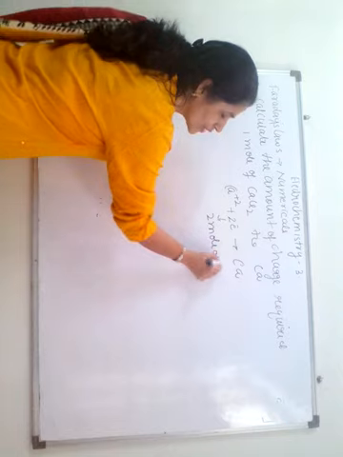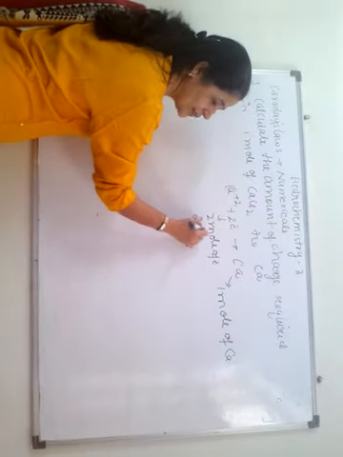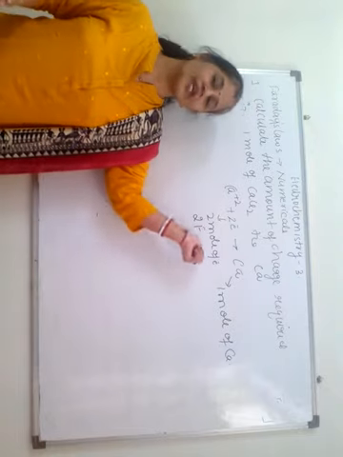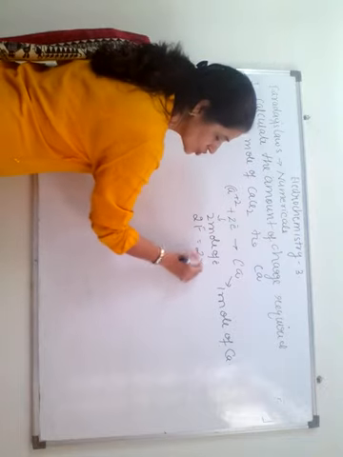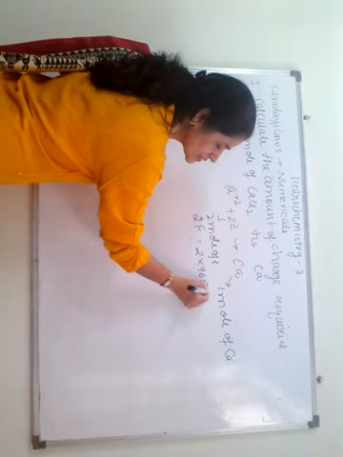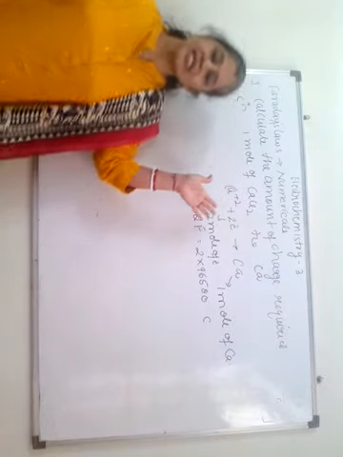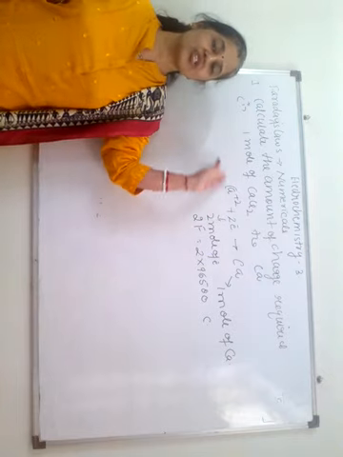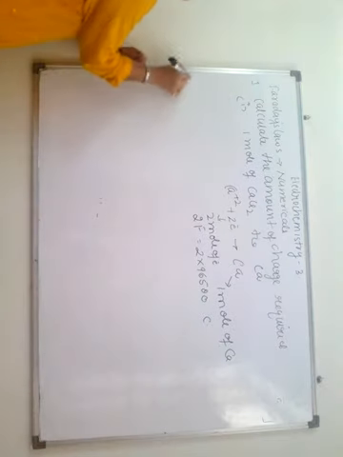2 moles of electrons deposits 1 mole of calcium. 2 moles of electrons means 2 Faraday. 1 mole of electrons is 1 Faraday and 2 moles of electrons is 2 Faraday. You can also write in coulombs 2 into 96500 coulombs. It may be asked in Faraday, calculate how much charge is required in Faraday, or calculate how much charge is required in coulombs. Second question may be asked like this.